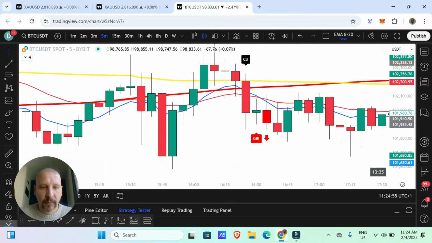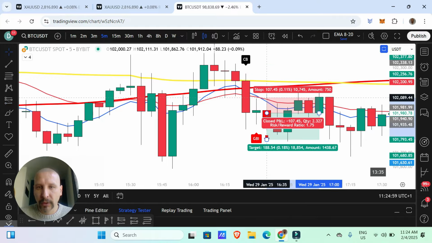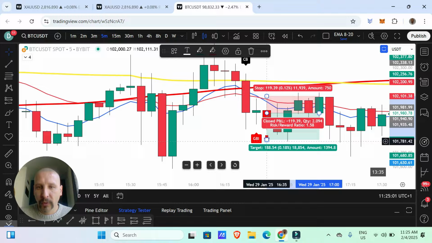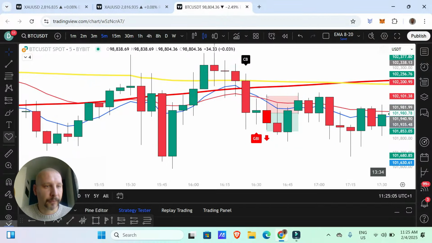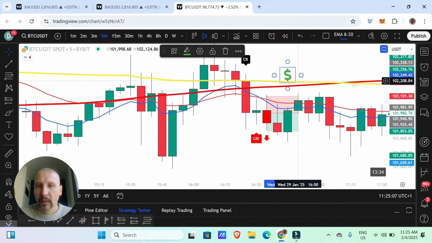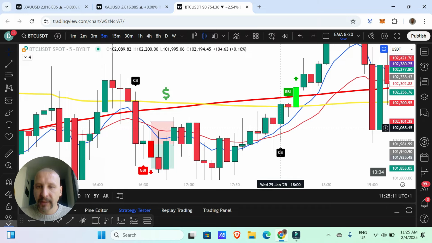We enter the trade below the green body, stop loss, it's going 120, we target 120. This is another winner. Let's go. More, we have another setup here.